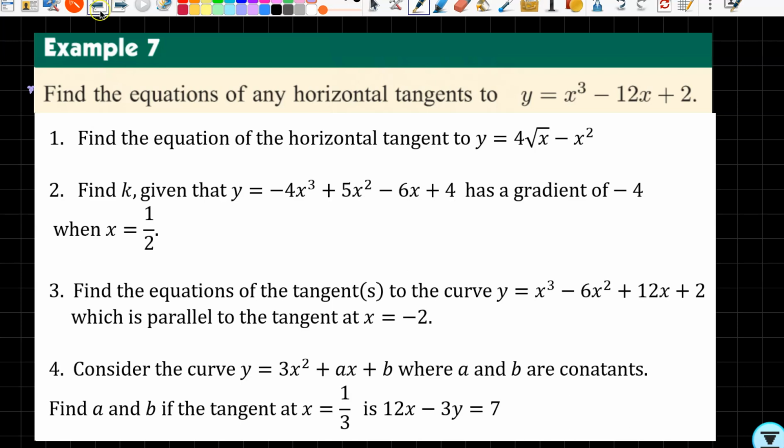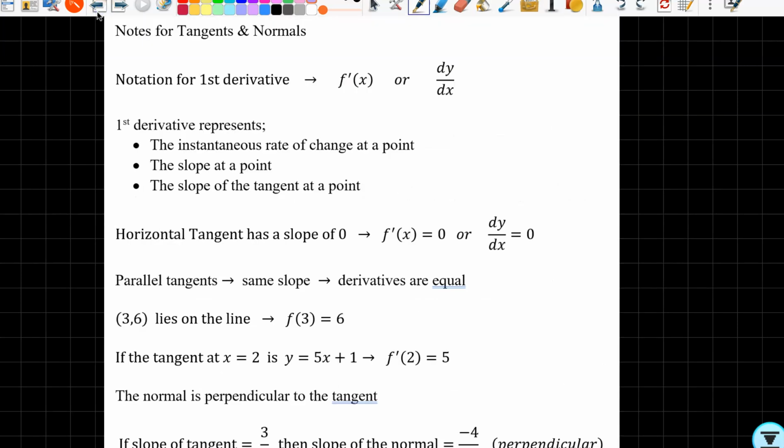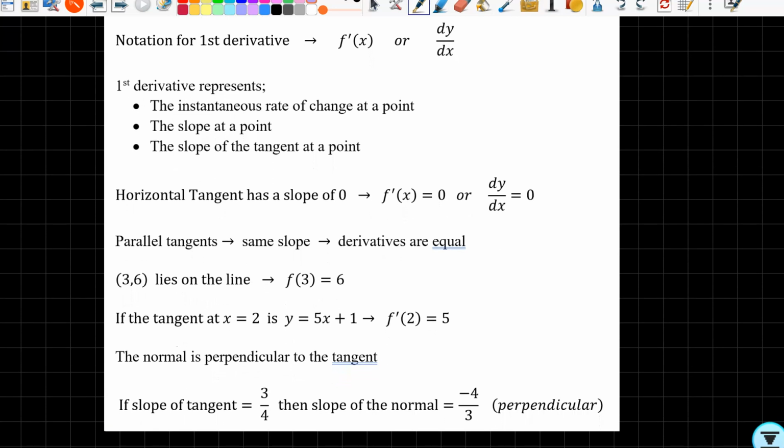Now get your note sheet ready because there are some basics that I think you need to be aware of with tangents and normals. First and foremost, and this is stuff that we've already gone over, notice your notation. The first derivative is represented by f dash of x or dy by dx. That represents the derivative of y with respect to x. And we know that the derivative represents the instantaneous rate of change at a particular point. It can also be asked as the slope at a point. And of course, that also means that's the slope of the tangent at a point.